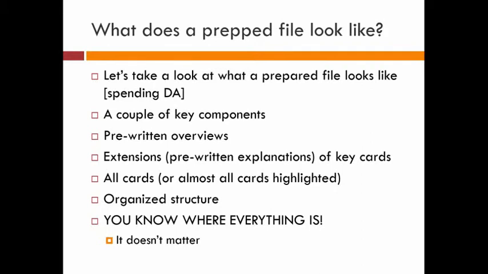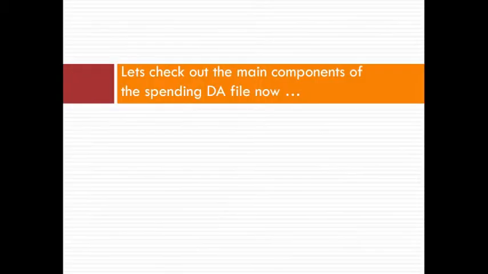So what does a prep file look like? Well, let's take a look at what a prep file should look like using the spending DA. There's a couple of key components that we'll talk about. First is pre-written overviews. Next are extensions, which are pre-written explanations of key cards. All the cards should be mostly highlighted in an organized structure, and most importantly, you should know where everything is. It doesn't matter if it's not 100% perfect, as long as you know where everything is, that's what matters. So let's check out the main components of the spending DA file now.